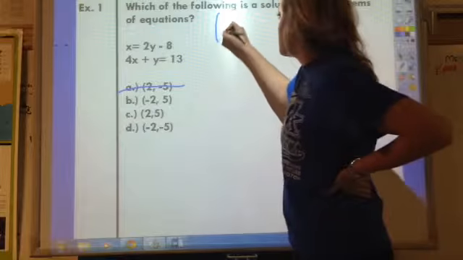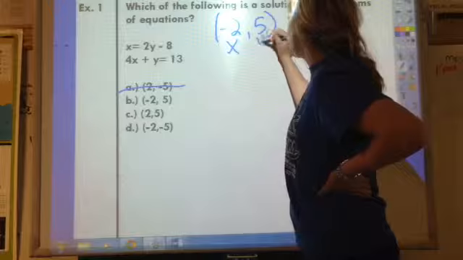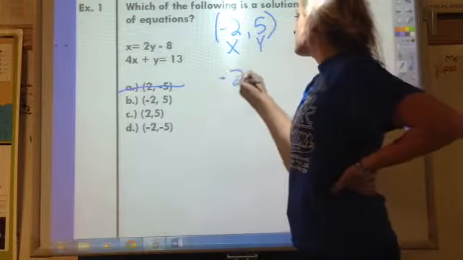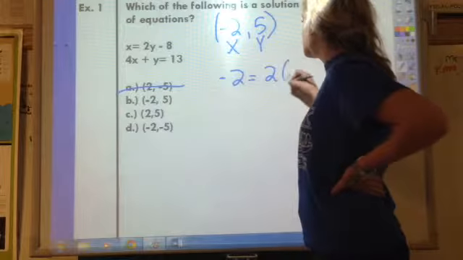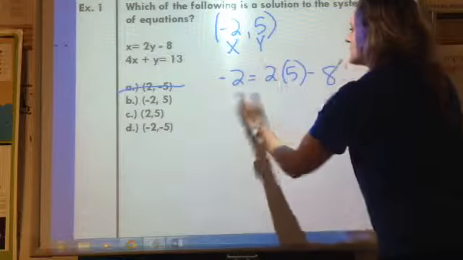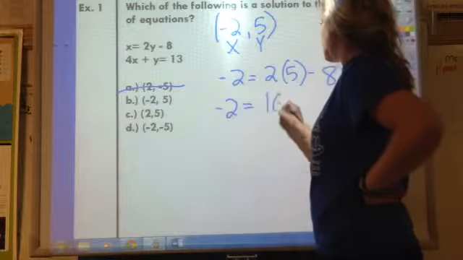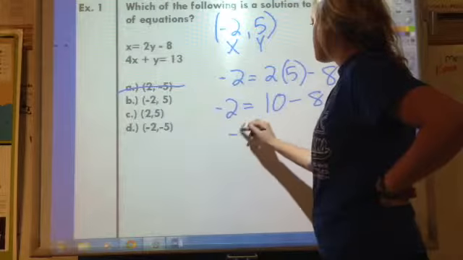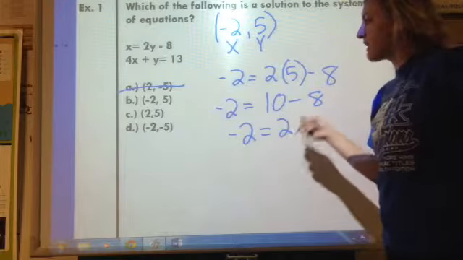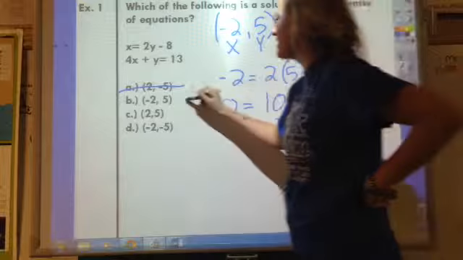Alright, my second one is going to be negative 2 and 5. Again, negative 2 is my x value, 5 is my y value. Let's just plug it into the first equation. I have negative 2 equals 2 times 5 minus 8. Now again, I want this side of my equation to equal negative 2. I'm just going to bring negative 2 down. I'm going to have 10 minus 8. That's going to leave me with negative 2 equals 2. Negative 2 and 2 are not the same. Shavance, they are not the same. This is not the correct answer.